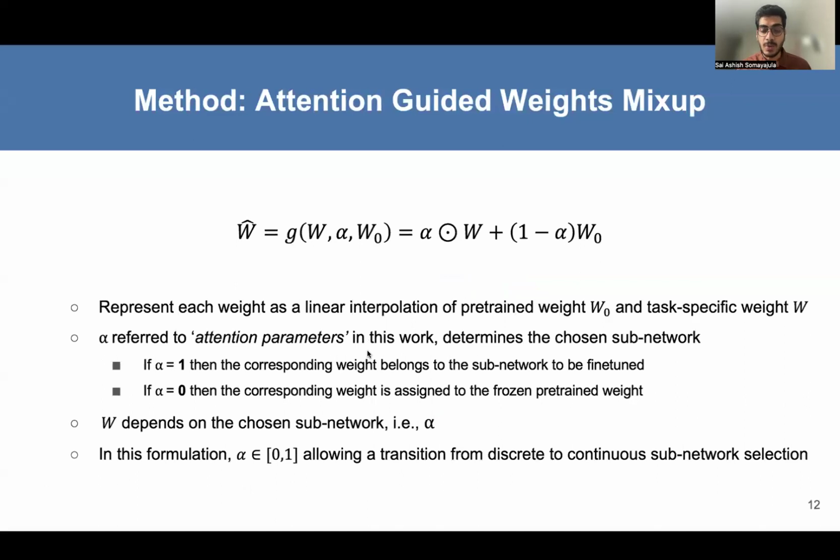We represent the resultant weight as a linear interpolation of W0 and W. The mixing coefficient is denoted by alpha, referred to as attention parameter in this work. It determines the chosen subnetwork. If alpha is 1, then the corresponding weight belongs to the subnetwork to be fine-tuned. And if alpha is 0, then the corresponding weight is assigned to the frozen pre-trained weight. W depends on the chosen subnetwork, that is alpha. However, alpha is not just restricted to 0 or 1 in our formulation. It can take any continuous value in the 0 to 1 range, making gradient-based optimization feasible.